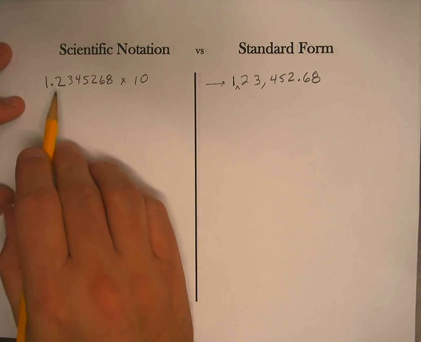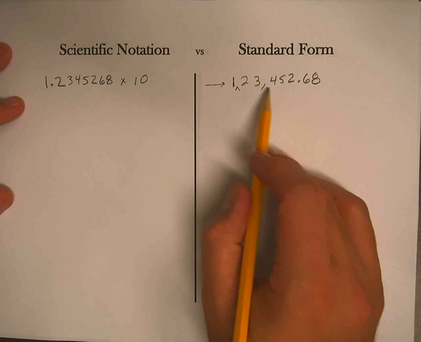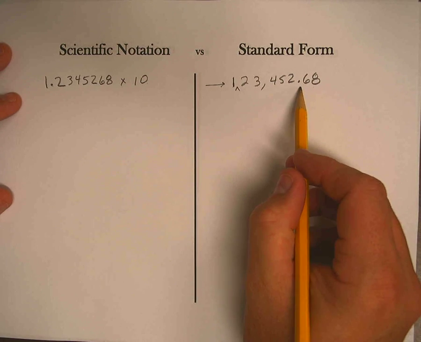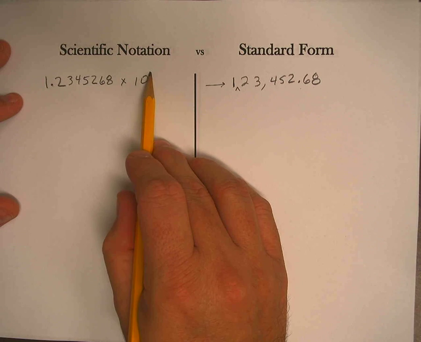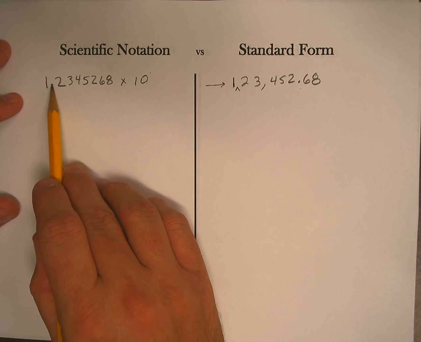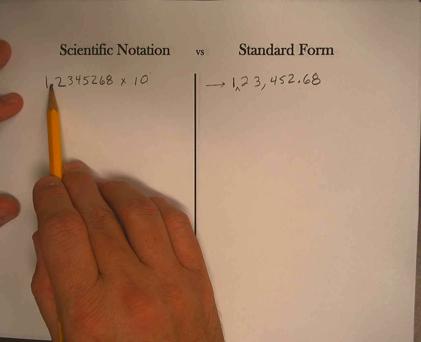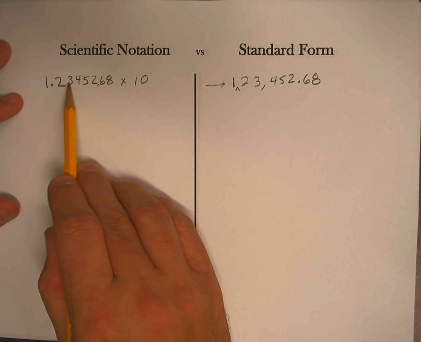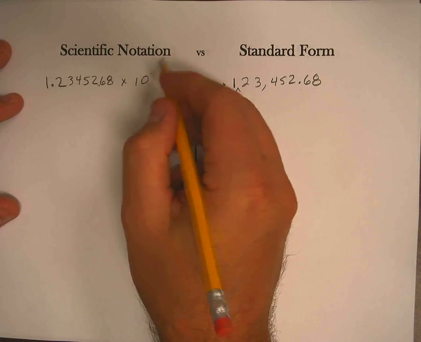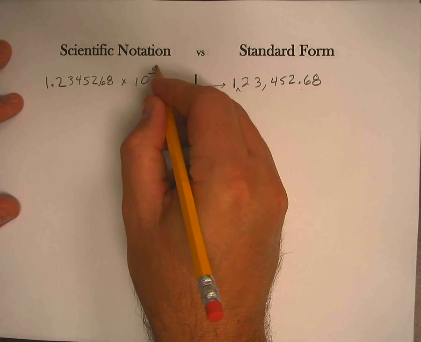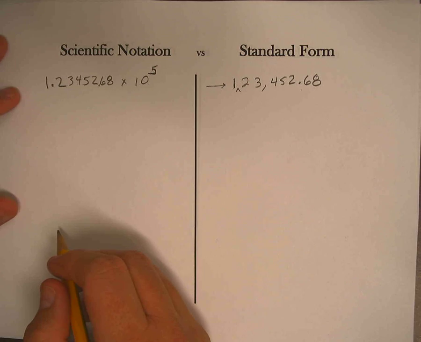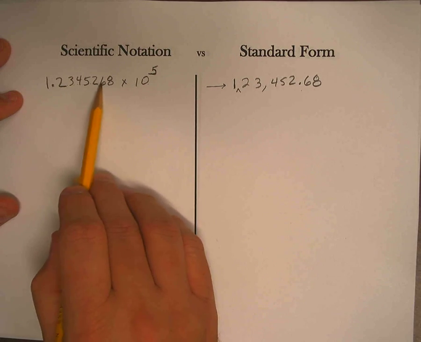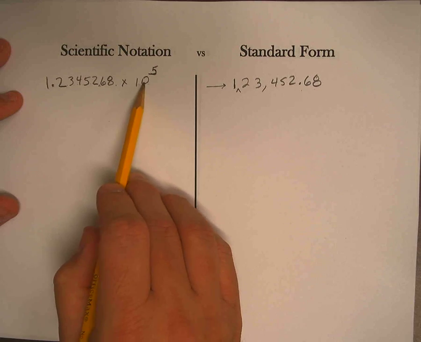So we've got 1.2345268 times 10 to the, well, let's look. This is a large number, so I know I'm going to have a positive exponent. And I've moved the decimal to this position. It was in this position, which means it's been moved 1, 2, 3, 4, 5 positions. And so my scientific notation for that number is 1.2345268 times 10 to the 5th power.